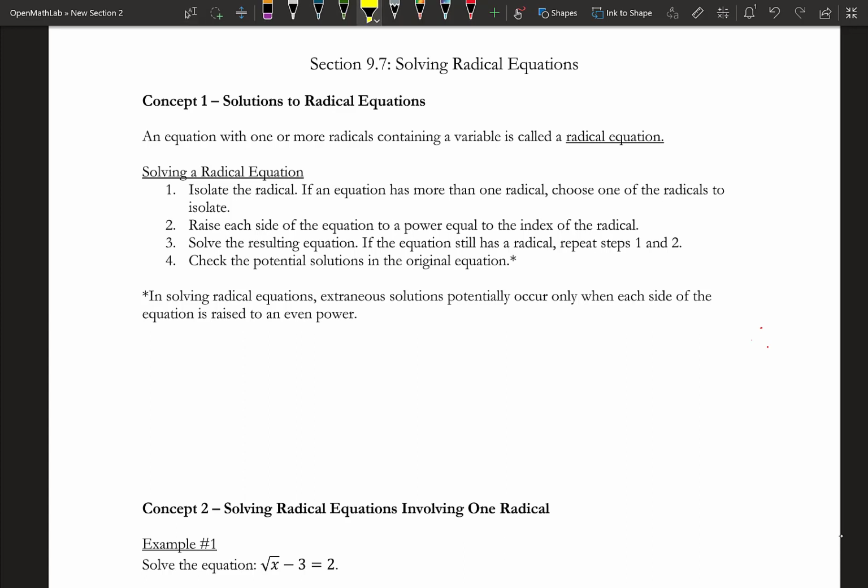And just a note here, right, this asterisk with number 4 is that really we only have to be worried about those that have an even power, right? So if you end up raising both sides to an even power, that's where we can get what are called extraneous solutions. In other words, they're kind of like extra solutions that don't actually fit the original equation, right?